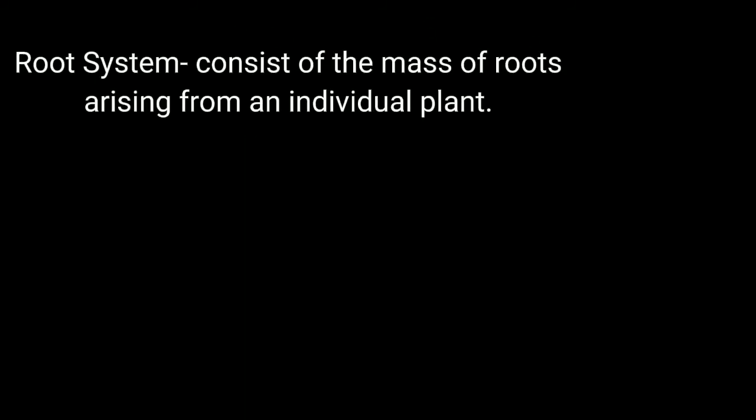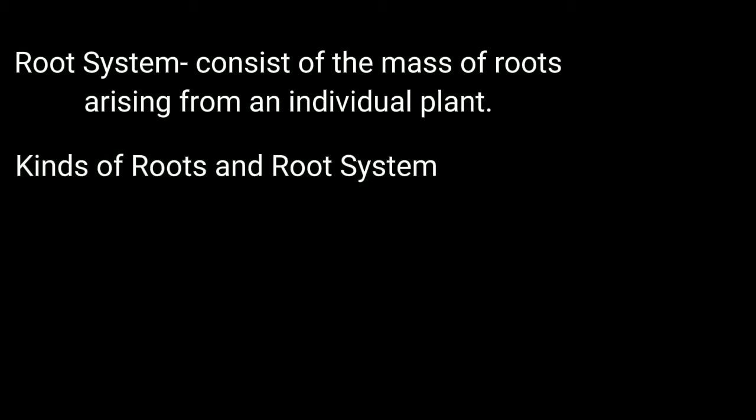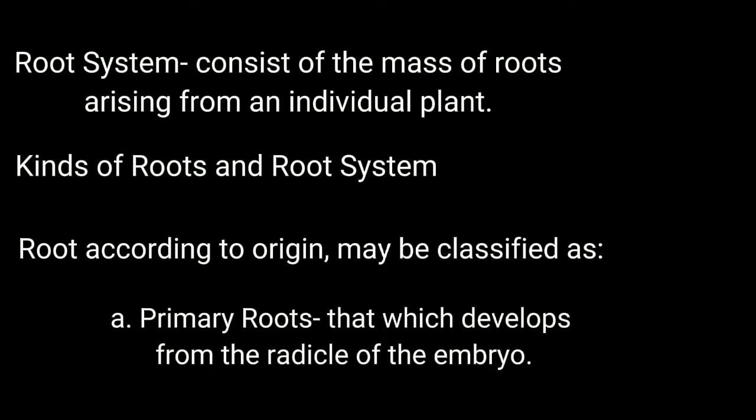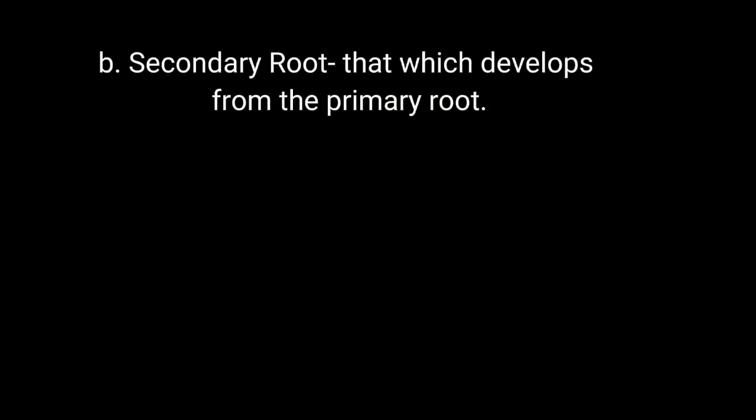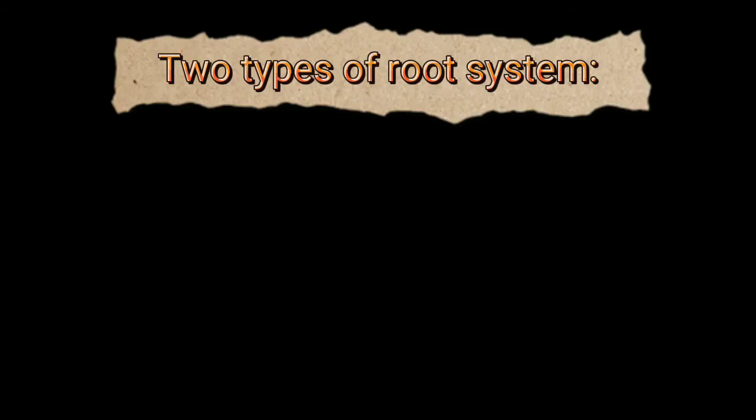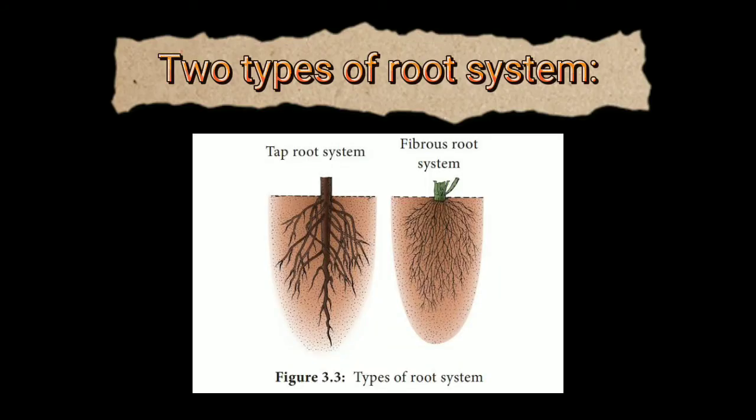Root system consists of the mass of roots arising from an individual plant. Kinds of roots and root systems, according to origin, may be classified as primary roots, which develop from the radicle of the embryo; secondary roots, which develop from the primary roots; and adventitious roots, those which do not arise directly or indirectly from the radicle. Adventitious roots can form naturally on intact stems or in wounds on detached stems or leaves. Two types of root systems are the taproot system and fibrous root system.